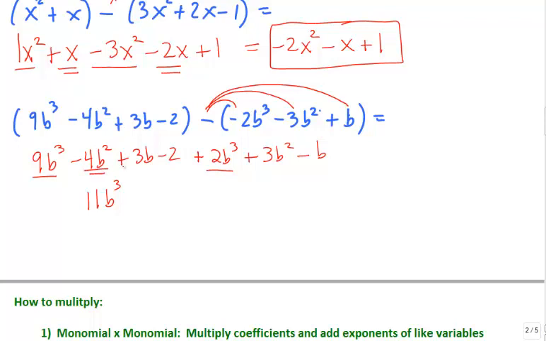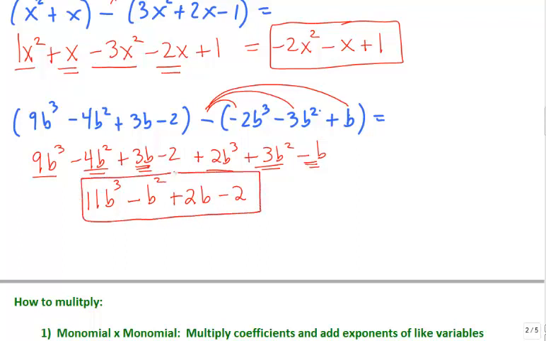Then I have a minus 4b squared and a plus 3b squared. So negative 4 plus 3 would be a negative 1b squared, or just a negative b squared. And then I have a 3b and a minus b. So plus 3 minus 1 becomes a positive 2b. And then I have, again, just this solitary constant, so that's going to carry down and just be a negative 2. So here's my final answer.